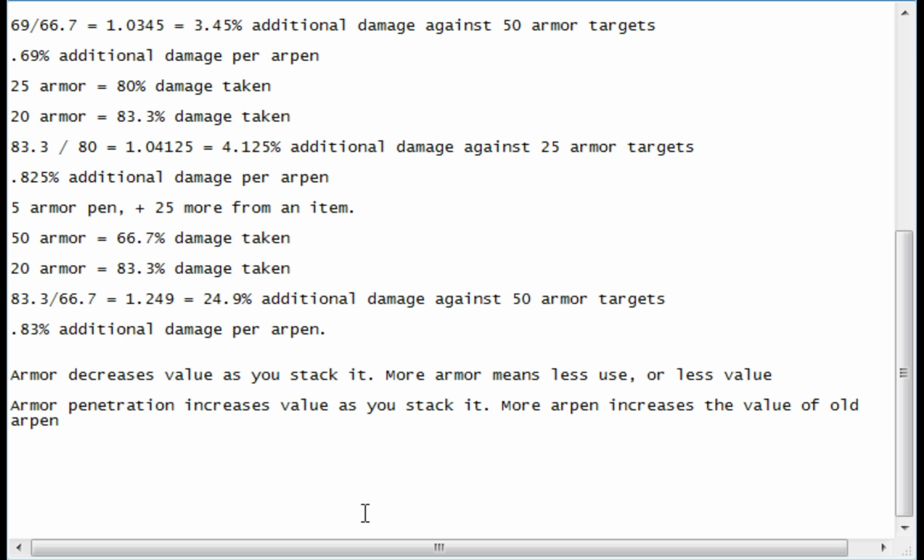So that's just a basic lowdown on how armor and armor penetration works. It may have been a little bit long-winded, I'm sorry about that. But if you have any questions, feel free to ask them, and I'd be happy to answer those for you.